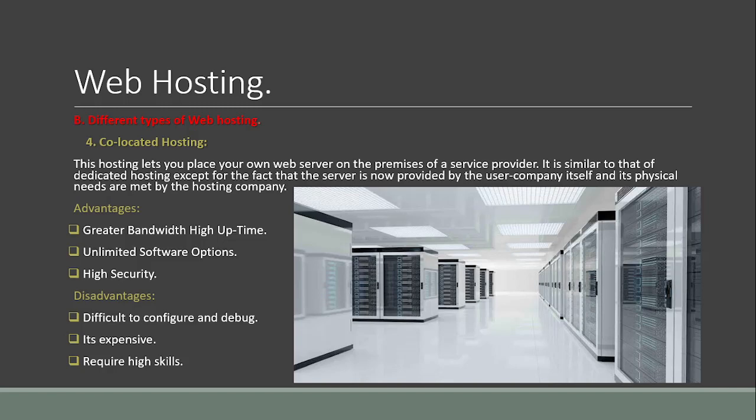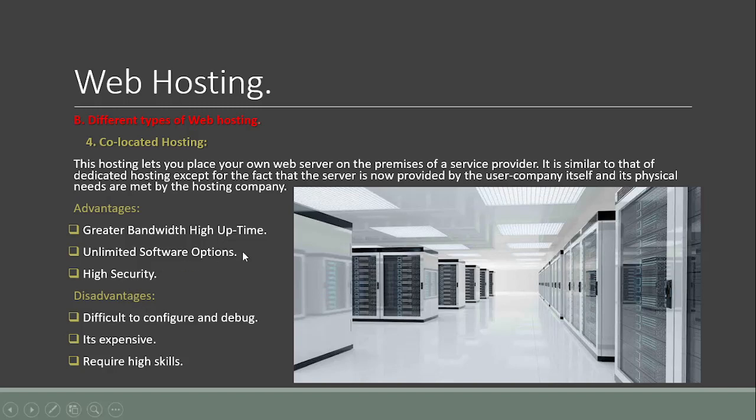The fourth one is co-located hosting. This hosting lets you place your own web server on the premises of a service provider. It is similar to dedicated hosting, except that the server is not provided by the hosting company but by the user company itself, and its physical needs are met by the hosting company. The difference between the dedicated server and the co-located server is that the dedicated server is owned by the hosting company, while the co-located server is owned by the owner of the business or the company. He just brings it to the hosting environment so that they can look after it and take care of it for him.